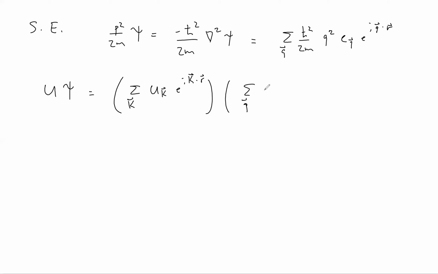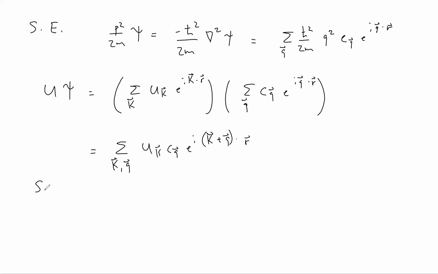And the wave function. Let me just combine these two sums into one and write it as the sum over big K and little q, u_K, c_q, e^{i(K+q)·r}. Okay, now we're going to massage these sums and be clever with our indexing to get this into a nicer form.